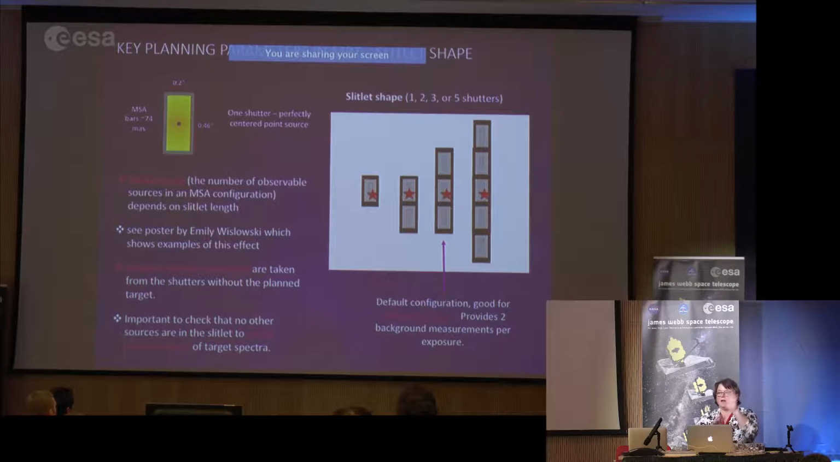Of course, targets are positioned wherever they're positioned, so there's no way to guarantee that the source will be at the center of the shutter in each exposure. Of course, you can have many sources that are not, and so many sources will suffer from some slit losses. The background measurements in a single pointing are basically taken from any other shutters that are not occupied by a target. And I've mentioned before that in order to be able to check for contamination in those slitlets, you have to have a complete catalog.